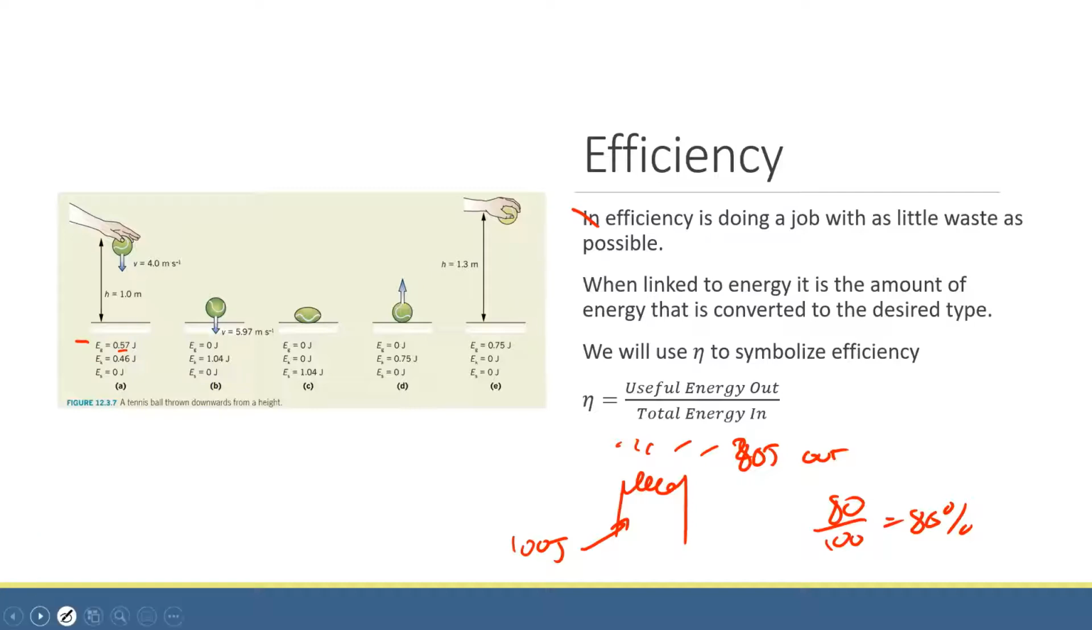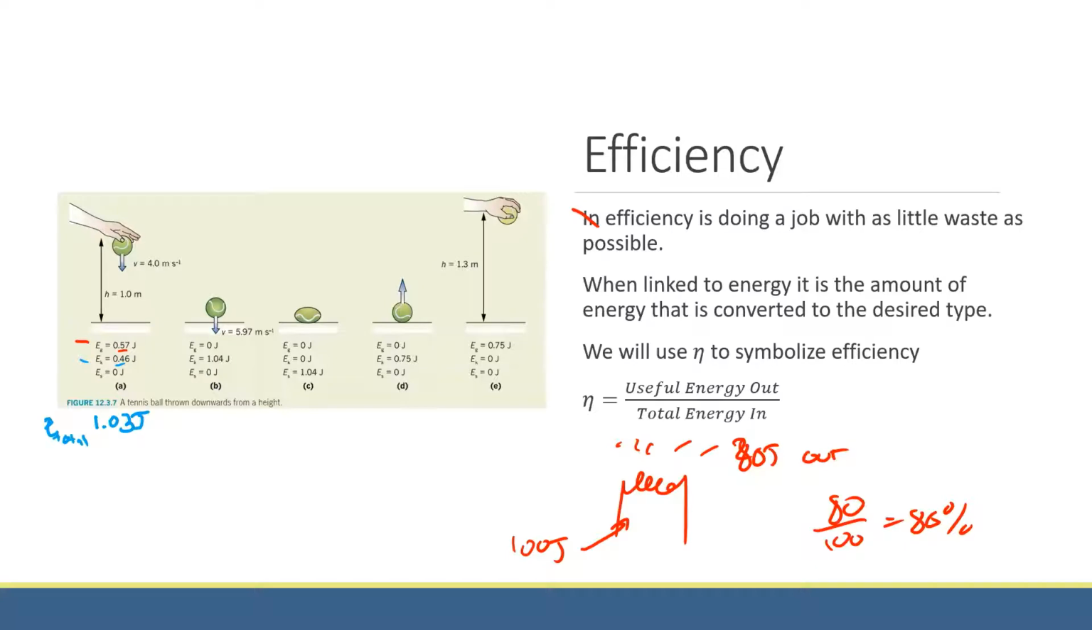The kinetic energy: she's throwing it toward the ground, so it's got some amount of kinetic energy, 0.46. If you add those together, 0.57 plus 0.46 gives you 1.03 joules. That's the total energy. Now you don't have to copy this down, but I thought it would be interesting to show you.